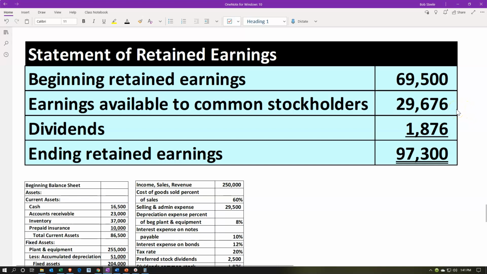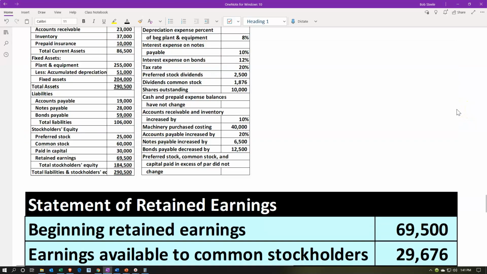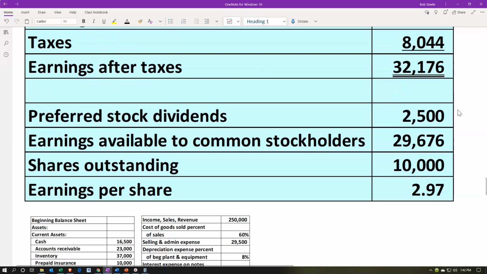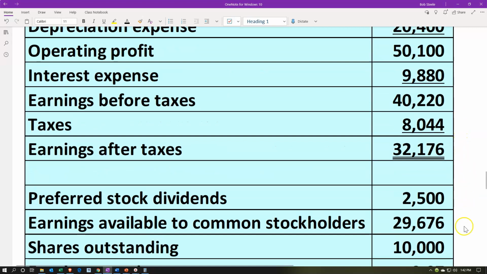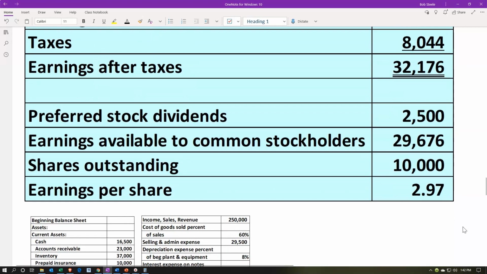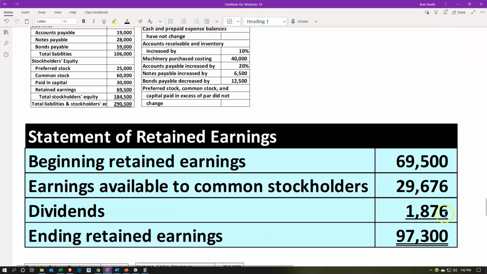The $29,676 then ties out into the income statement up top. So here's the income statement, here's the net income minus the preferred stock dividends, gives us the $29,676, and then we're going to include the common stock dividends not in the income statement, but in the statement of retained earnings.